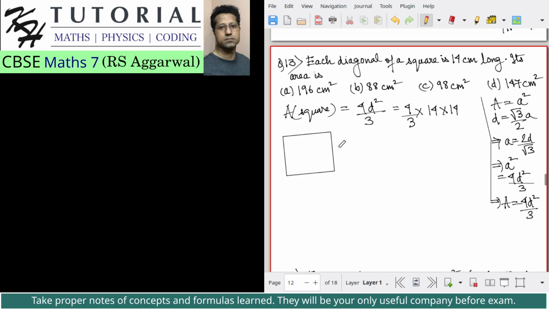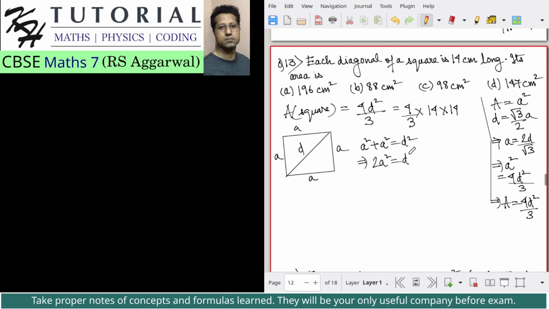For a square of side length a, what do we have? What is the diagonal in terms of the side length of a square? We know from Pythagoras theorem we will have a square plus a square is equal to d square. So this implies, so I was wrong in the formula that diagonal of a square of side length a is equal to square root of 3 by 2. No, it is wrong. It will be a by square root of 2. So we can see that now twice a square is equal to d square.